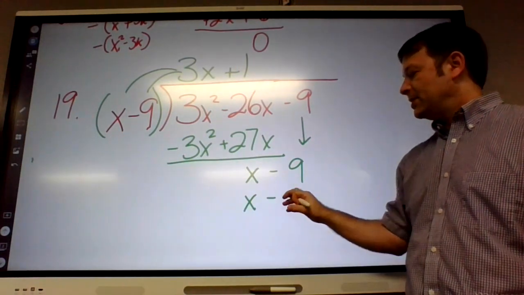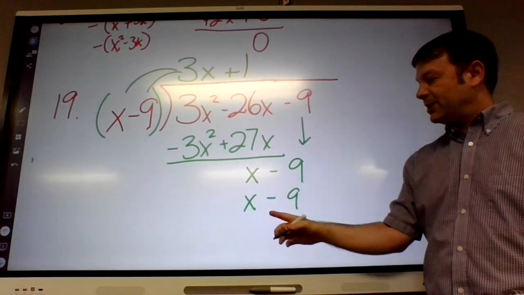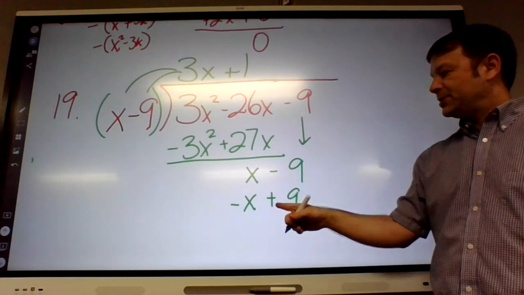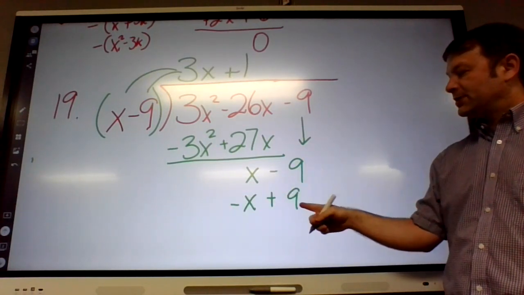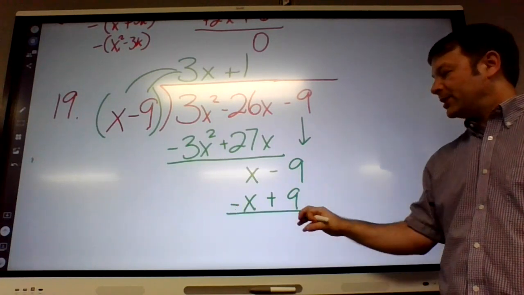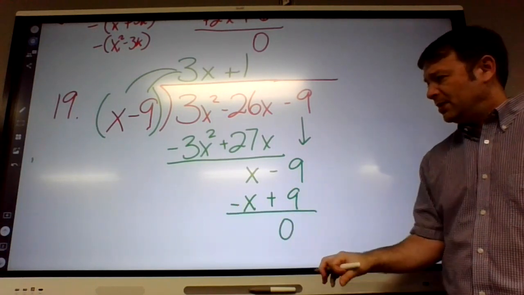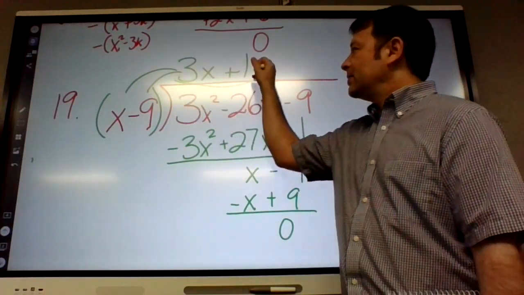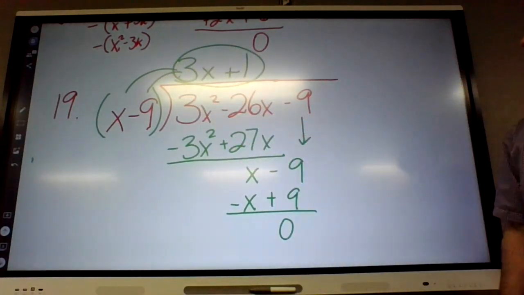It's x minus 9. What happens when I do x minus 9 minus x minus 9? Those switch, so they all just cancel out. Remember I said the first 4 are like no remainders, right? So, no remainder, and that's my answer.